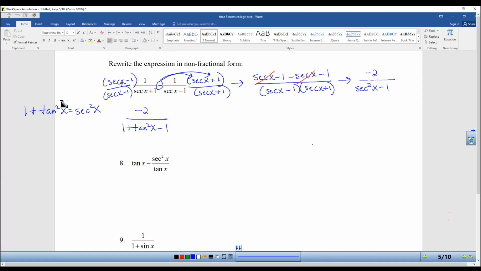And sure enough, if I replace the secant squared with 1 plus tangent squared, this is for the person that doesn't have them written 16 different ways so that you can just know what this is equal to. You can always just replace secant squared with 1 plus tangent squared, and then you will see that it's just tangent squared x. But remember, last step, they did say non-fractional form. So I need to move that to the numerator, and I can do that by using cotangent, which is its reciprocal function, cotangent squared x.